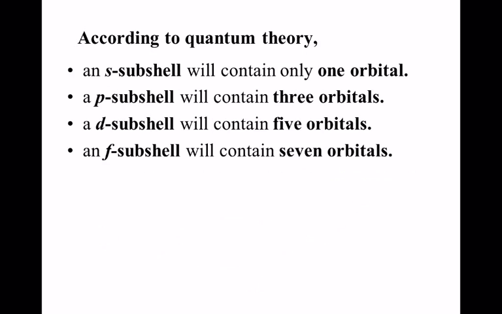So, I feel like we've already been talking about this. The whole S, P, D, and F. S is 1 orbital, a P subshell is 3 orbitals, a D subshell is 5, and an F subshell is 7.